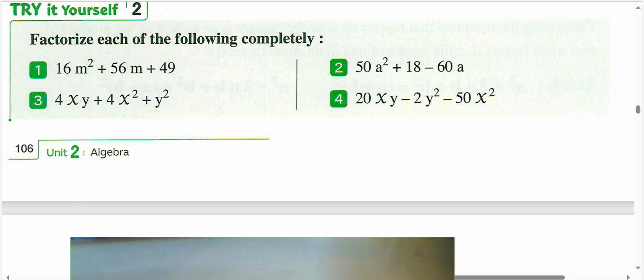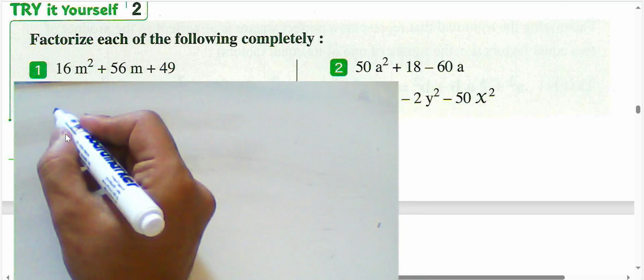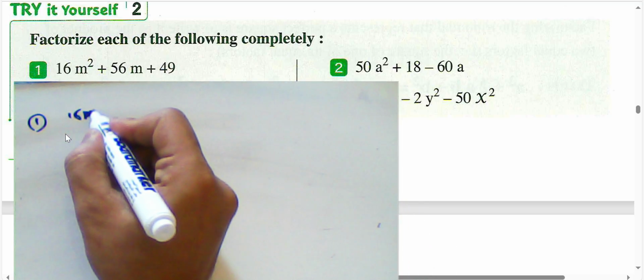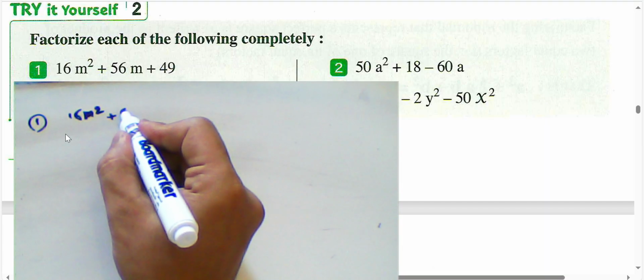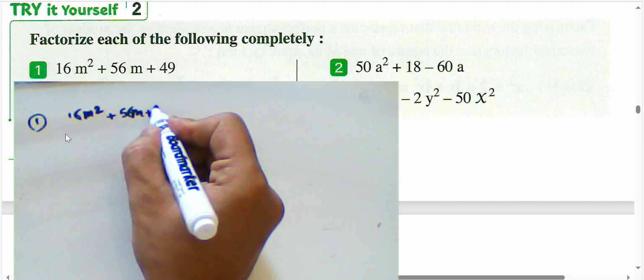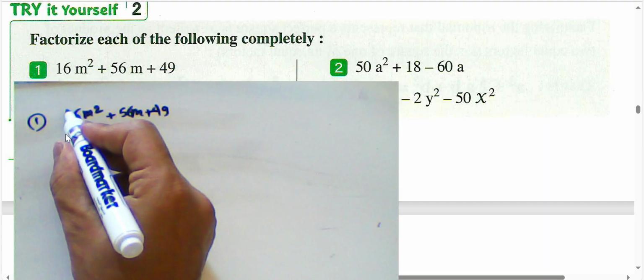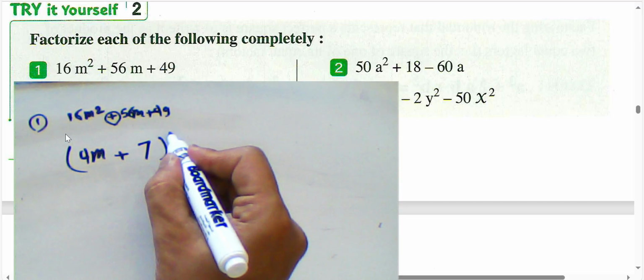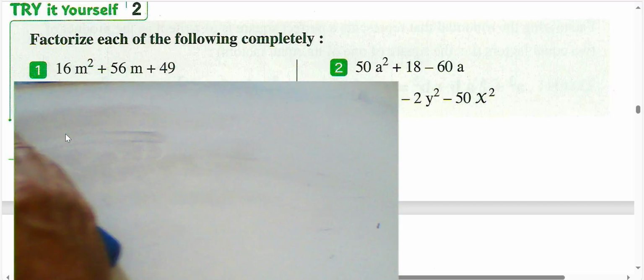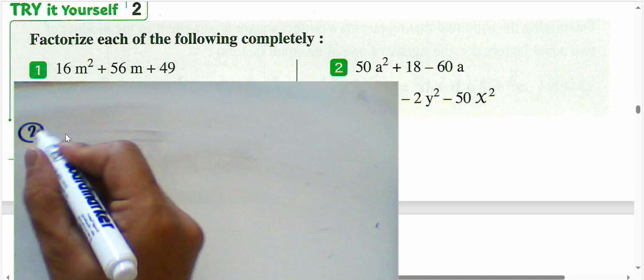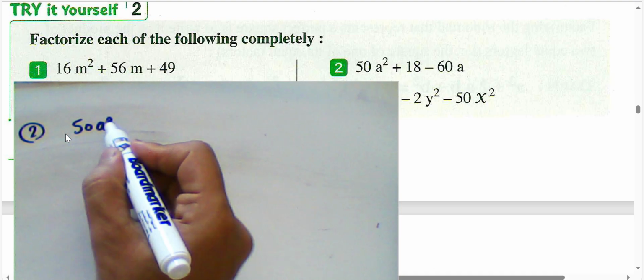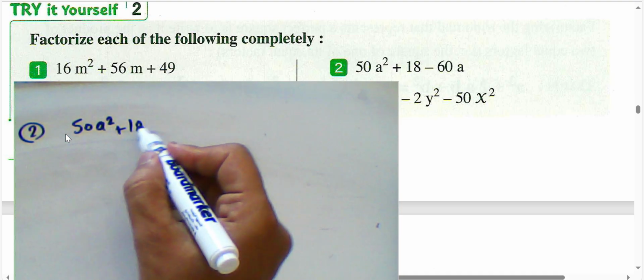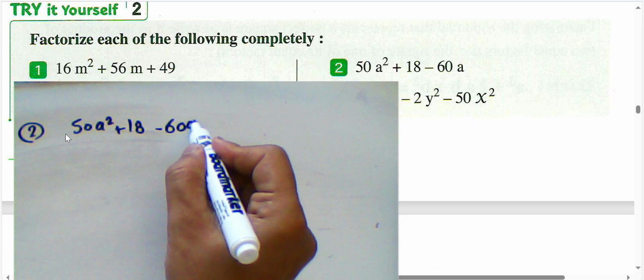Here I will factorize the first one: 16m power 2 plus 56m plus 49. We can find the square root of the first, it will be 4m, and the square root of the third will be 7, and write positive here and power 2 because it's a perfect square.